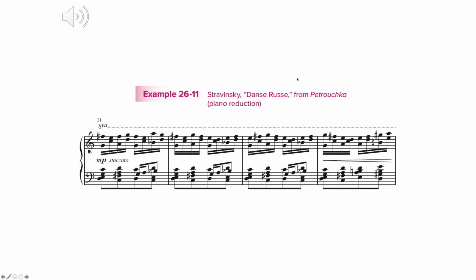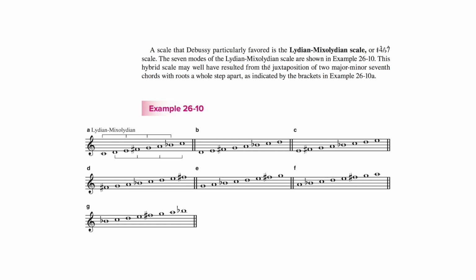The entire passage is based on the so-called Lydian mixolydian scale, or sharp 4 flat 7 scale. This scale is especially favored by Debussy. It is a Lydian scale if you assume this is a B natural, and it is a mixolydian scale if you assume this is an F natural. This is a combination of both modes.